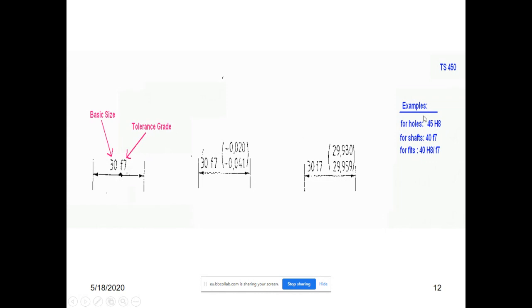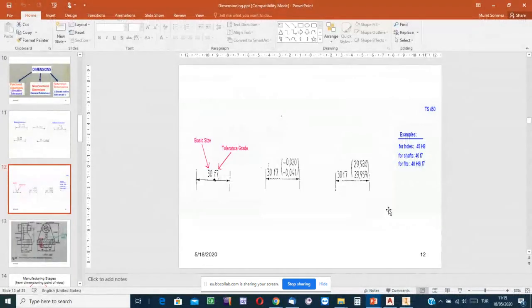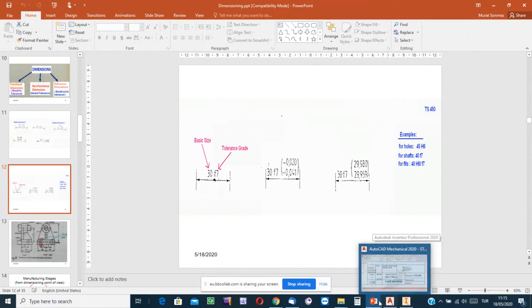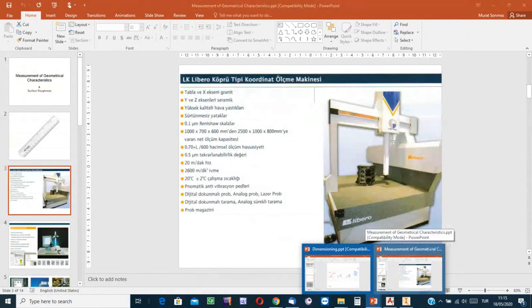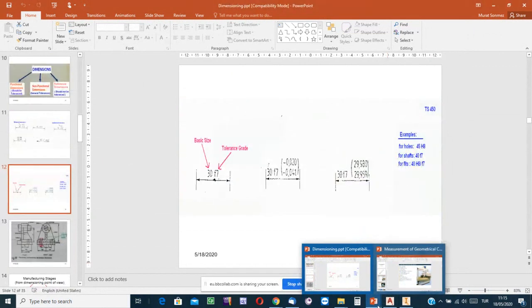Example, for a hole, the dimension has been shown like this: 45 H8. H8 is the tolerance rate, and it is in uppercase. A shaft is a masculine feature, as an example. You see its tolerance rate in this example has been shown using lowercase letters. Okay, and functional feature means it is the feature that is to fit in or onto another feature.